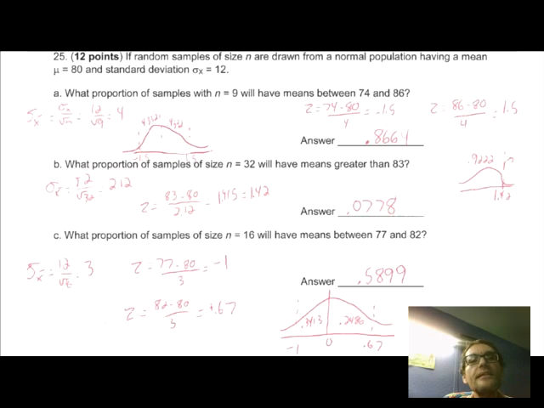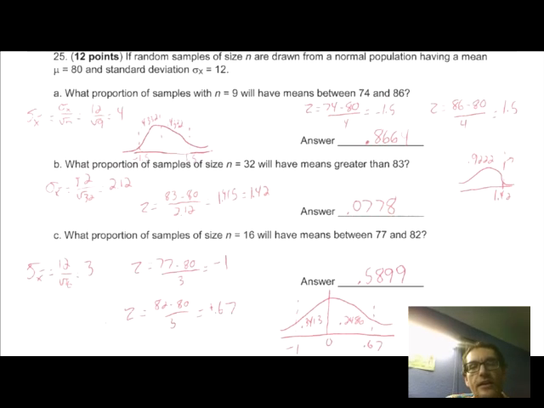Got it. Last one. What proportion of 16 between 77 and 82? So let's calculate those z-scores. You've got the mean that I'm interested in of 77 minus the population mean of 80 over this other standard error now of 3 to get negative 1. And the 82 corresponds with 82 minus 80 over 3 equals 0.67.